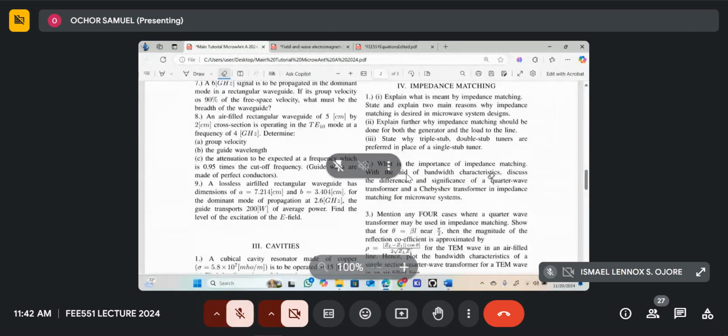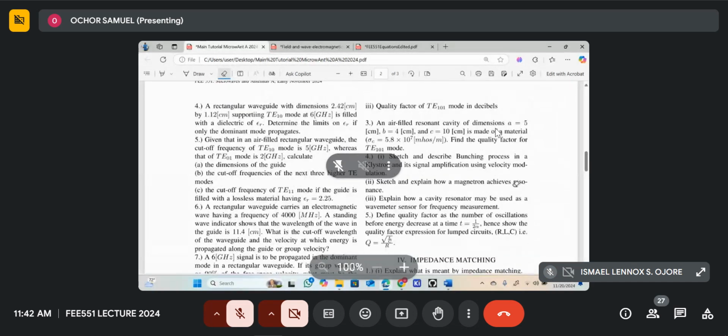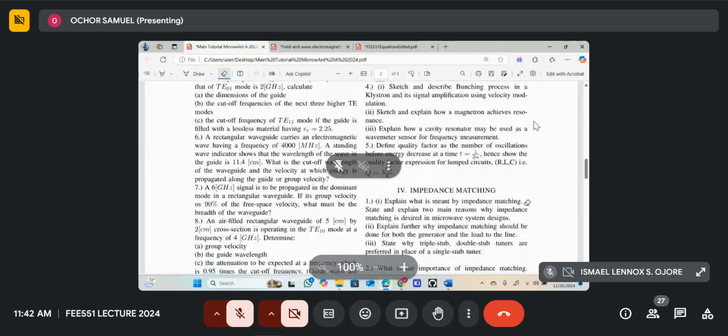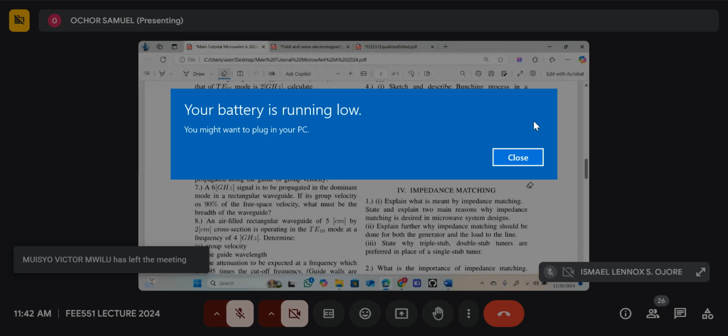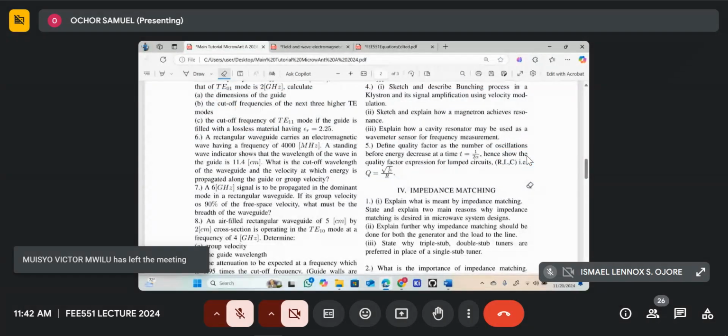Question 5. Determine the quality factor as the number of oscillations before the energy decreases at a time t 1/2, and hence show the quality factor expression for lumped circuits. I think this one was in Chen. I've not yet tried it, unless anyone tried it and can help.